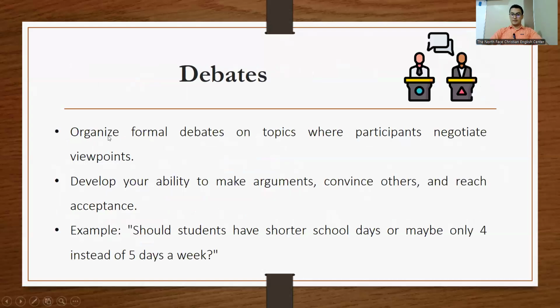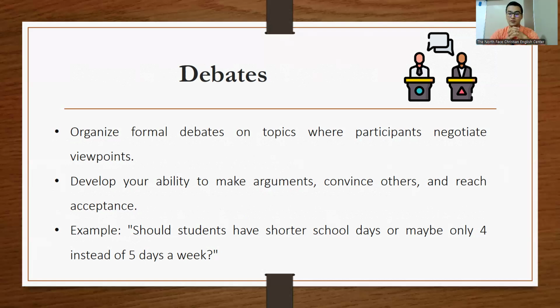The next one is debates, which is like fighting verbally. In other words, first I would organize formal debates on topics where participants negotiate points of view, develop their ability to make arguments, convince others, and reach acceptance. A topic the kids would always like to argue about is school. Some of them do not like school.